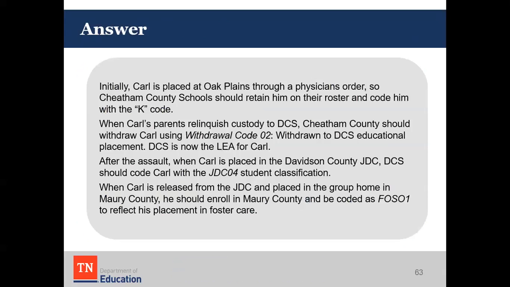After the assault, when Carl is placed in the Davidson County JDC, DCS should code Carl with the JDC 04 student classification. When Carl is released from the JDC and placed in the group home in Murray County, he should enroll in Murray County and be coded as FOS01 to reflect his placement in foster care.